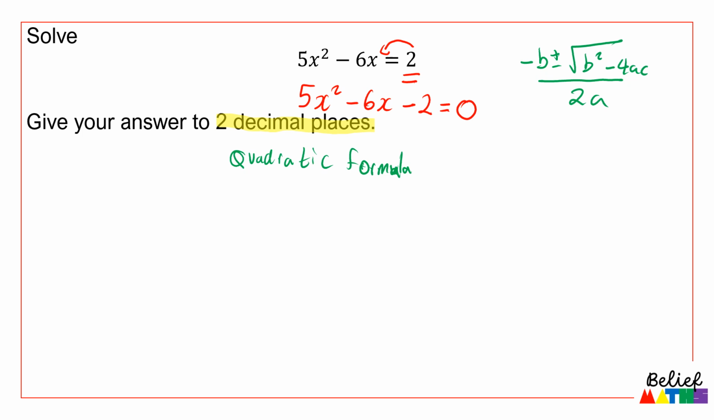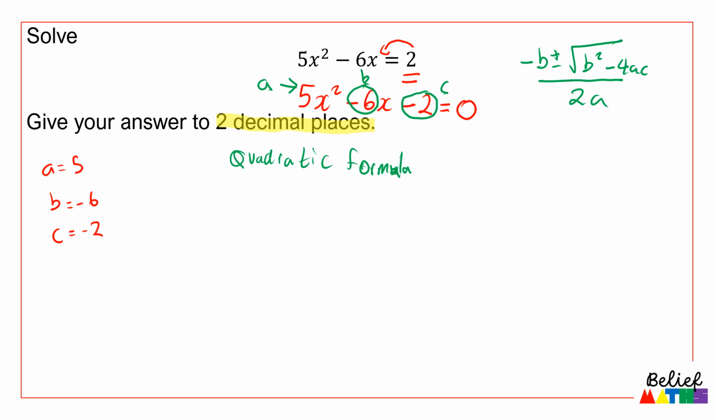Well, very simply, a is the number before the x squared, so that's our 5. b is the number before the x, so that's our minus 6. And c is our number on its own, so our negative 2. So with that in mind, we know that a equals 5, b equals negative 6, and c equals negative 2. And we're going to substitute those values into our formula.